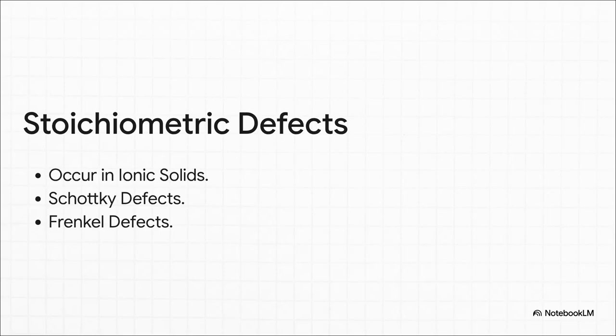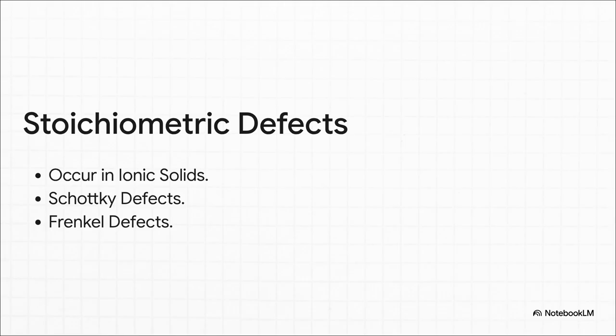Let's flip the script for a minute. Nature is rarely perfectly tidy. So what happens when there are mistakes at the subatomic level? In ionic solids, we get stoichiometric defects. These don't change the overall chemical formula, but they absolutely alter the physical reality of the crystal. The crystal ratio stays the same, but the internal architecture takes a hit.